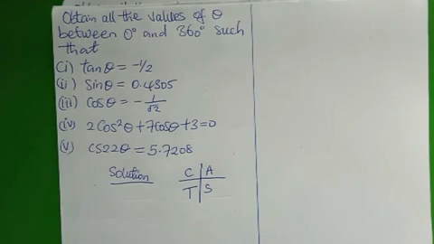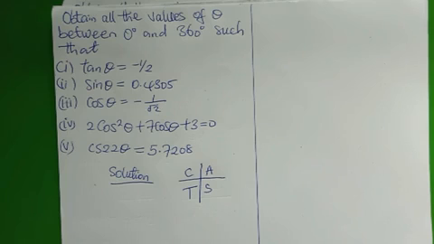Today we shall be looking at this problem under trigonometry. The problem says, obtain the values of theta between 0 degrees and 360 degrees such that tan theta is equal to negative half.